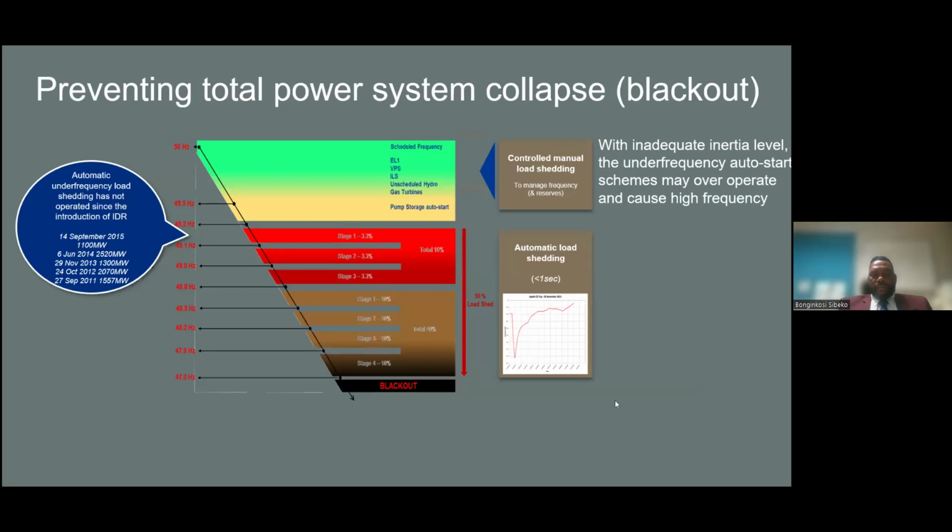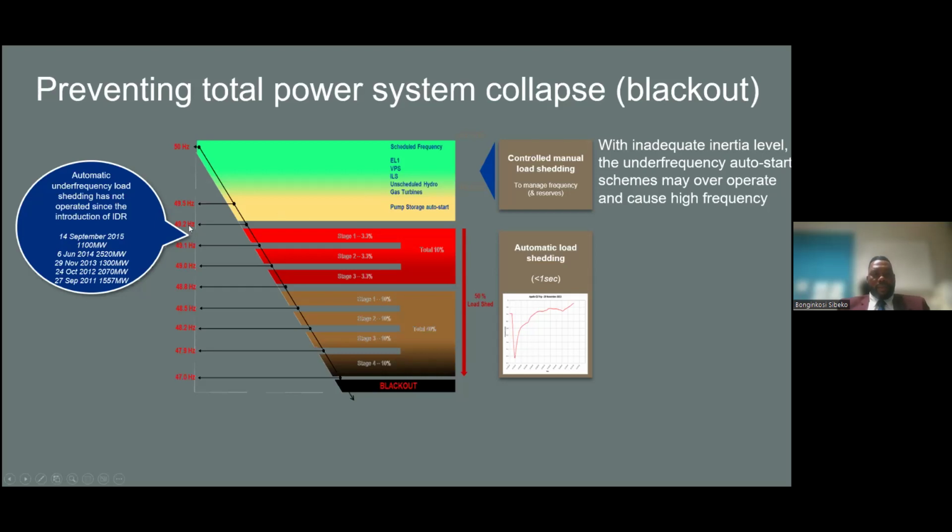Just one of the things for preventing the power system collapse. This is just the frequency on the left-hand side, and these are levels of frequency if we lose units or any generators. The green side is where we normally can go up to 49.30, but there are things that we do: unscheduled hydros, we run gas turbines, and there are auto starts of pumped storages.